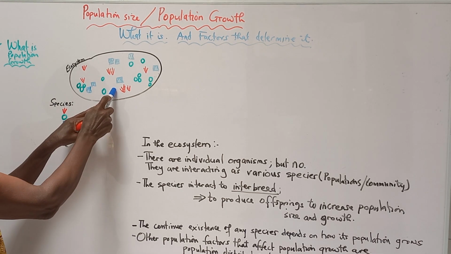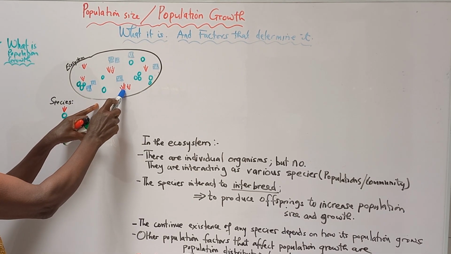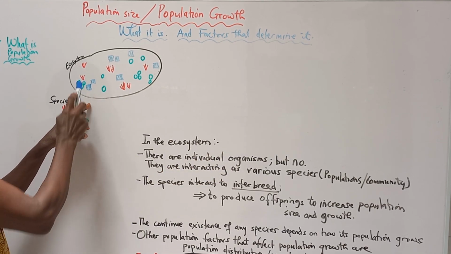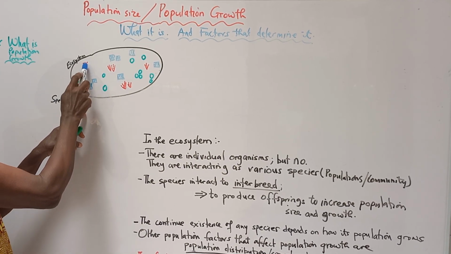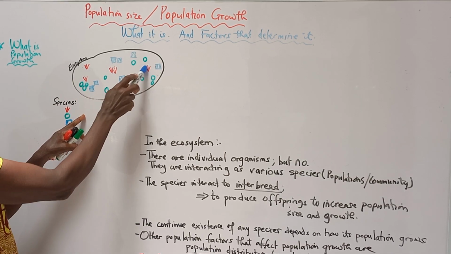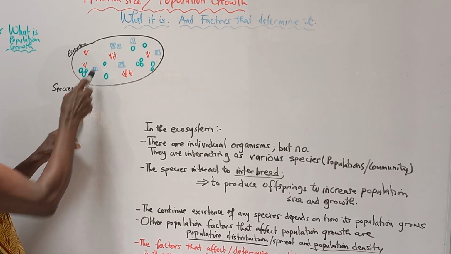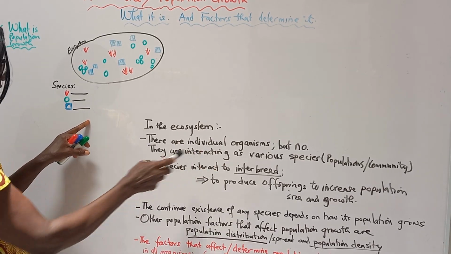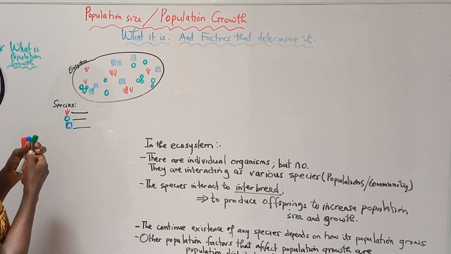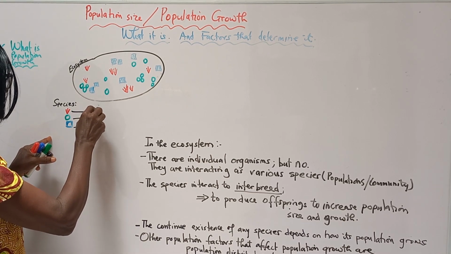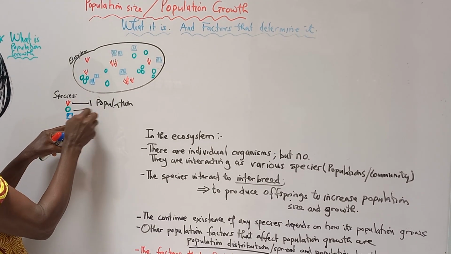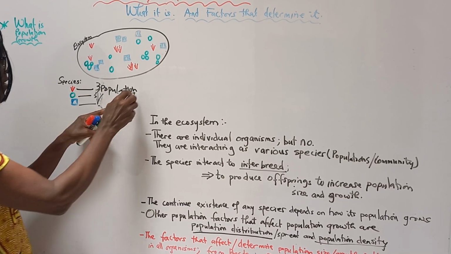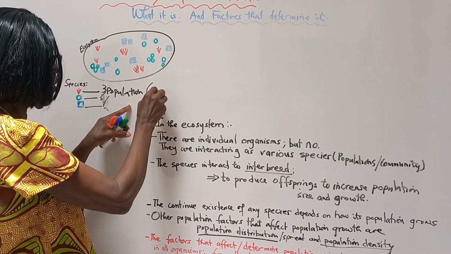Now, in the ecosystem, one would think that the organisms are just living all by themselves alone, but no. The organisms are interacting as a species. So this species interacting, they interact to interbreed, to produce new offsprings. And so as they interbreed in a species, then they form one population. This one too will form one population. This one will form one population. So we have three populations, and all the populations in the place form a community.